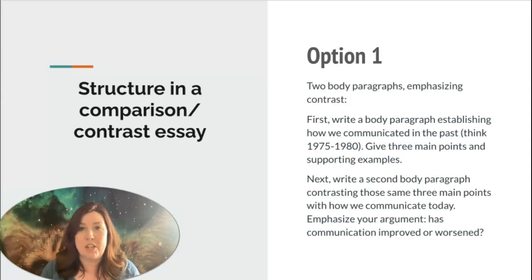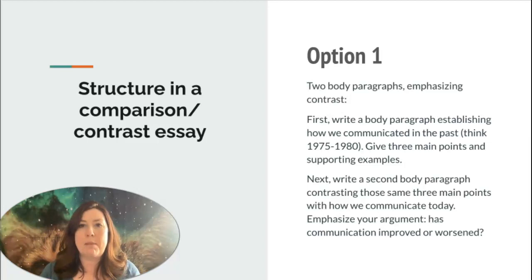So the first option is to have 2 body paragraphs. They're going to be 2 kind of long body paragraphs. In them, you're going to look at how things were in the past in the first body paragraph, and in the second body paragraph, your main focus is how things are today, but you're going back and forth a little bit. And I'm going to see that contrast that you're striking through your use of transitional expressions.